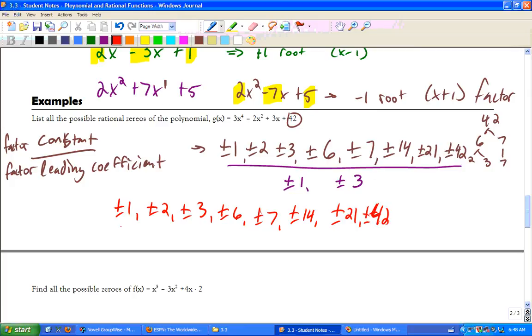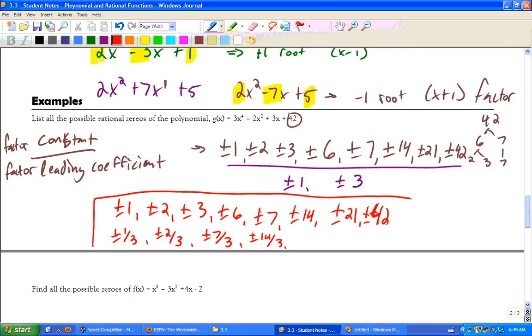Then we can go back with a 3 to get positive or negative 1/3, positive or negative 2/3. 3 over 3 is just going to give us 1. We've already got that taken care of. 6 over 3 gives us 2. That's taken care of. 7/3 hasn't been, nor has 14/3. 21 over 3 gives us 7. We've already got that. And 42 over 3 gives us 14, and that's already taken care of.